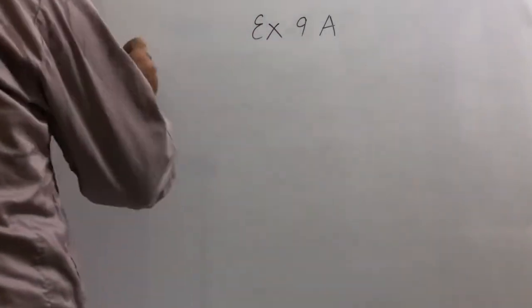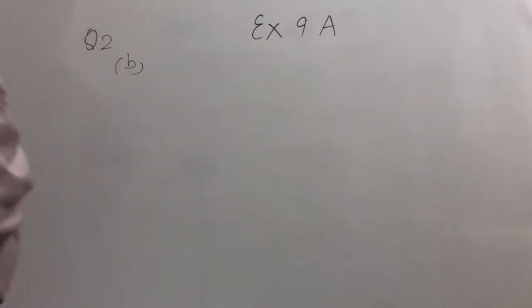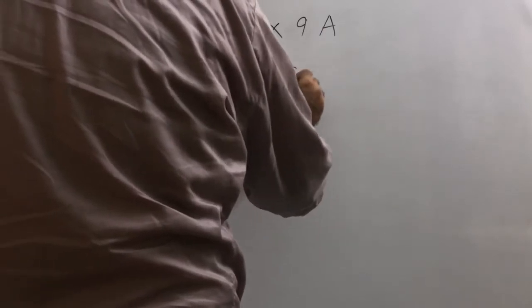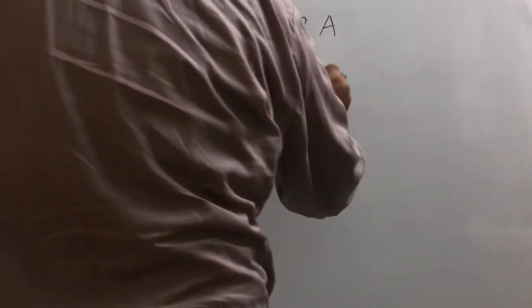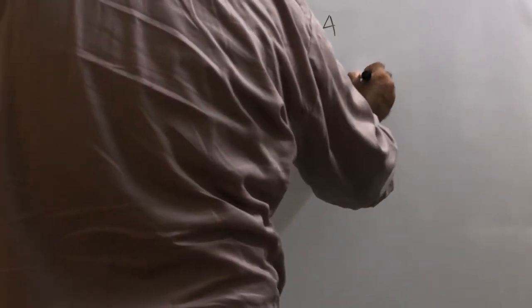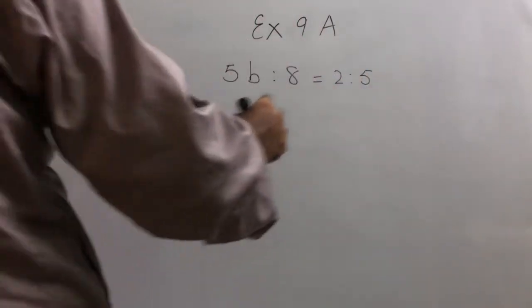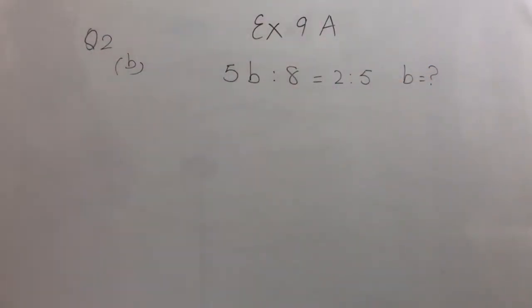Now we'll be doing part B. Part B says, given that 5b ratio 8 is equal to 2 ratio 5, then find the value of b. We need to find the value of b.